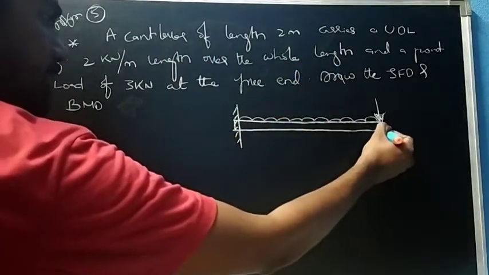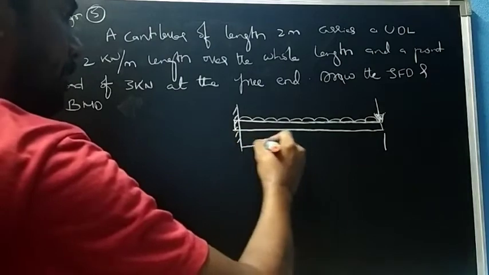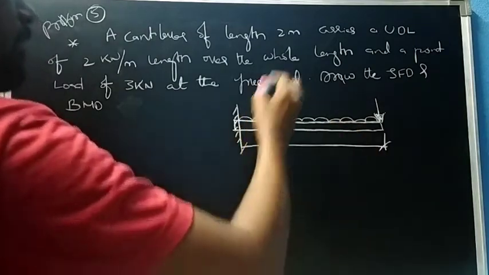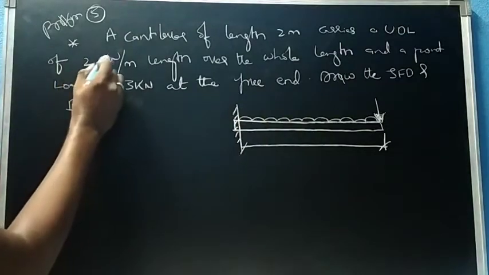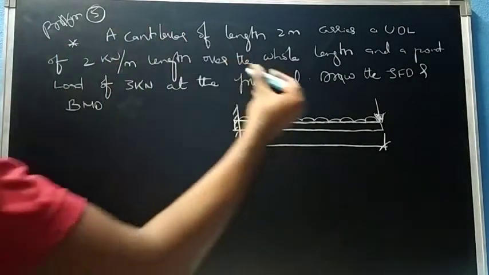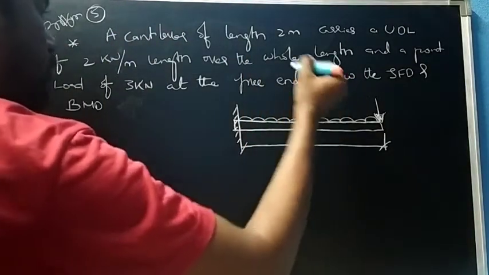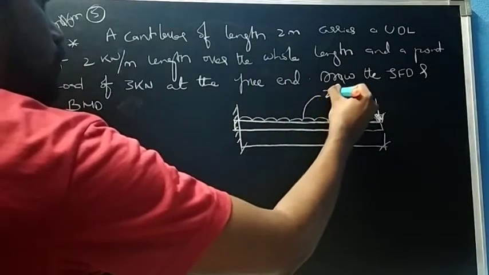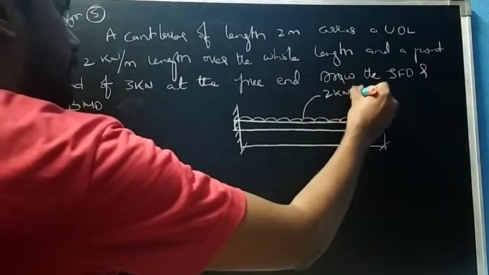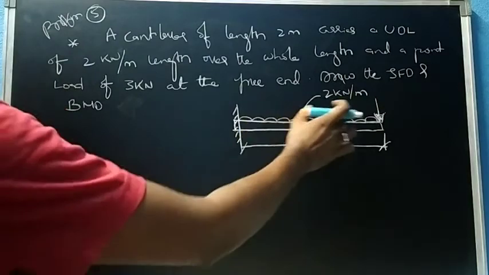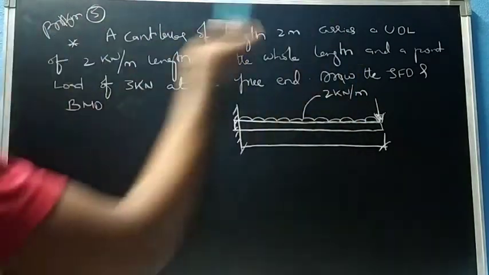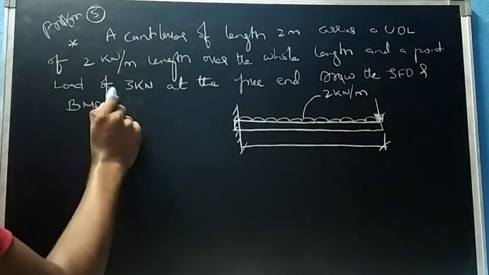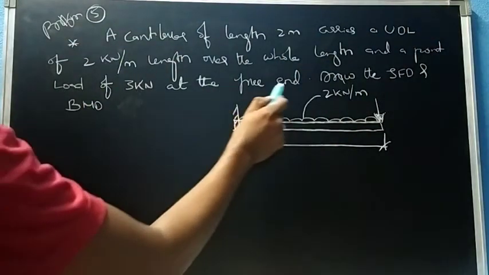So length is given, that is 2 meters, carrying a uniformly distributed load of 2 kilonewton per meter. That means the uniformly distributed load is 2 kilonewton per meter, per unit length over the whole length, and a point load of 3 kilonewton at the free end.